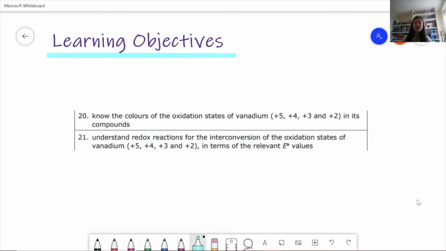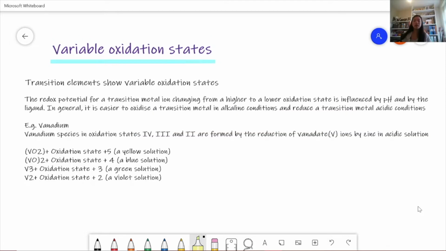Here are today's learning objectives. The first is to know the colours of the oxidation states of vanadium and its compounds, and to understand redox reactions for the interconversion of the oxidation states of vanadium in terms of the relevant standard electrode potential values. So now we're going to talk about the variable oxidation states in transition elements.